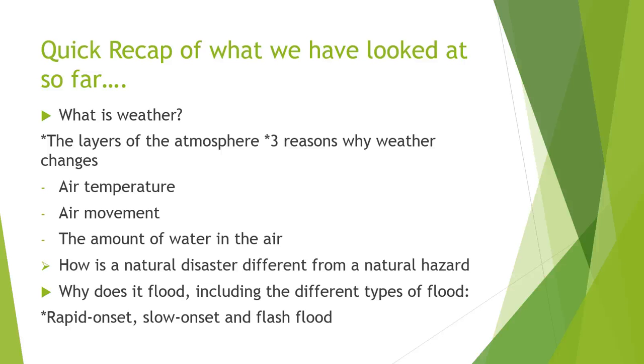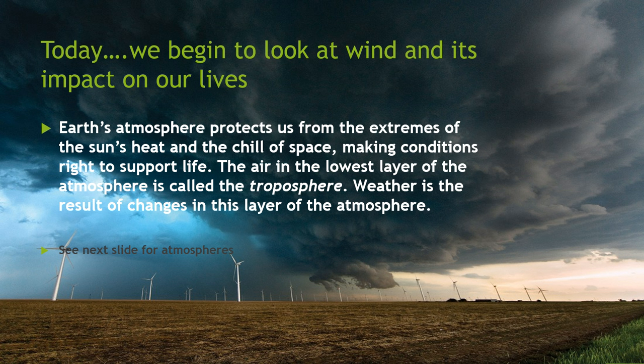Then we looked at how a natural disaster is different from a natural hazard. And then more recently, we've looked at why does it flood, including the different types of flood. So the rapid onset, the slow onset, and the flash flood. And then we worked on the posters, which we finished last class, where you answered the question, do you think we should still be continuing to build communities, schools, hospitals on floodplains? Which is great to hear your response.